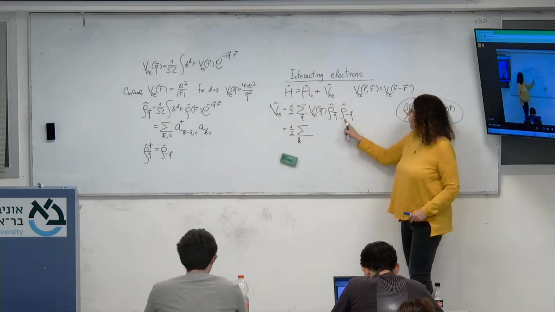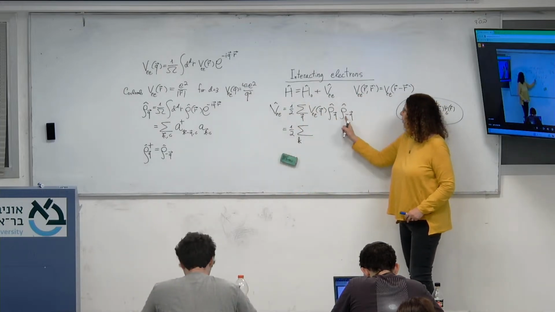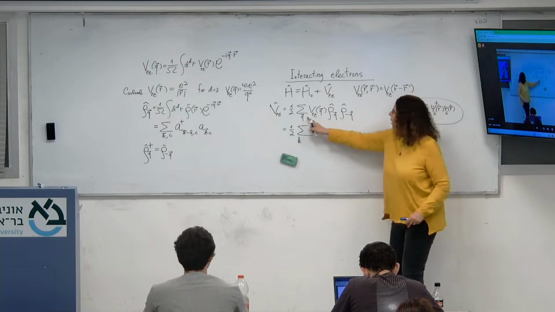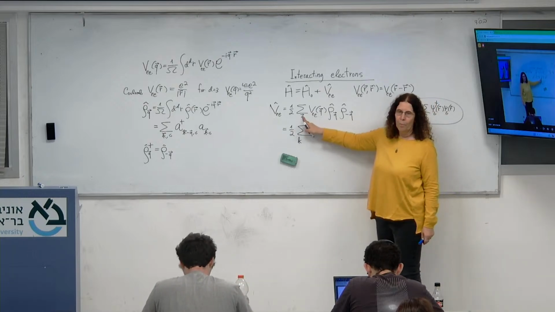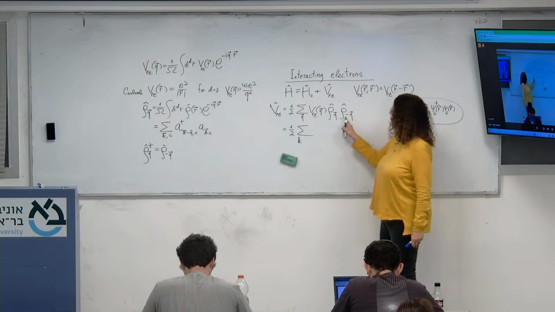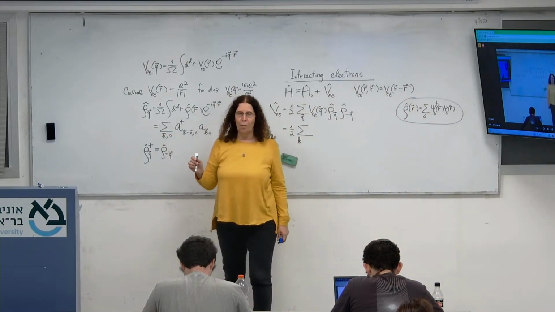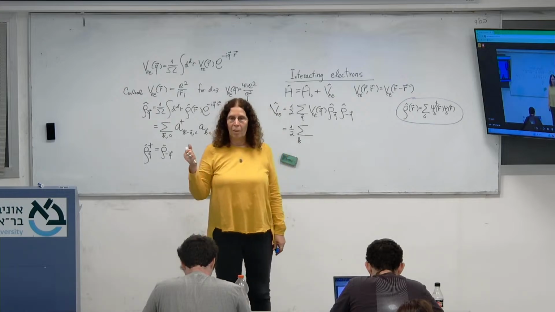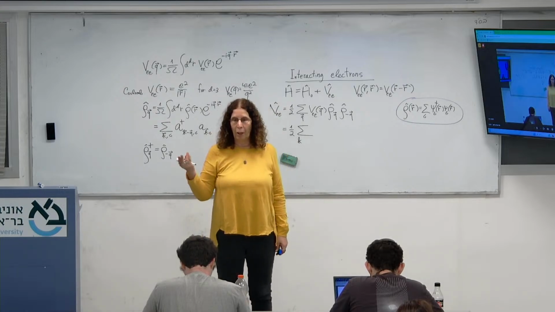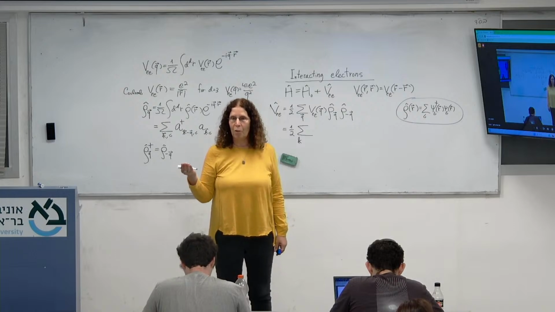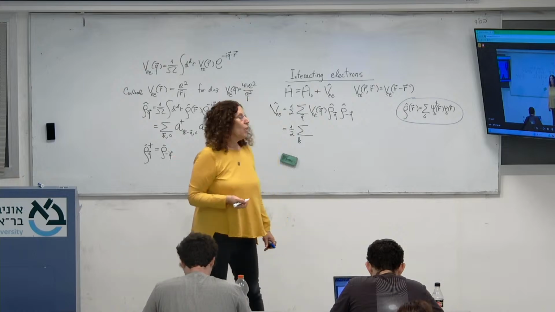Notice that here I have a Q and the minus Q. So the sum here is only over Q. But each of these is a sum over K. So how many indices do I have to sum over? K, K prime, and Q. Three. Why not four? Because the total momentum is conserved. Okay?